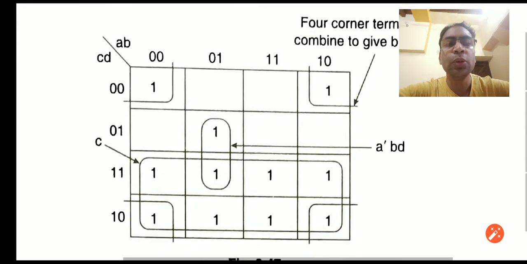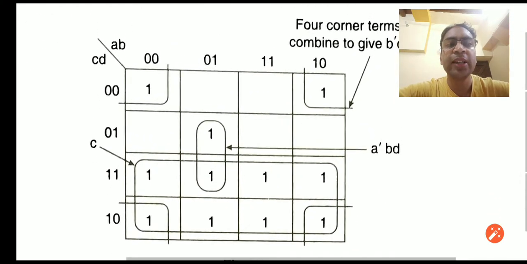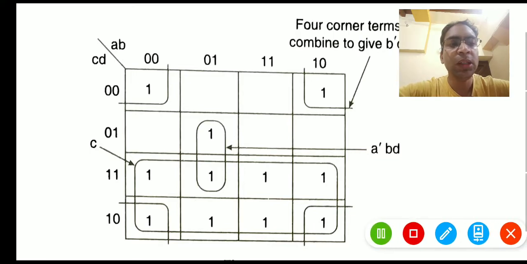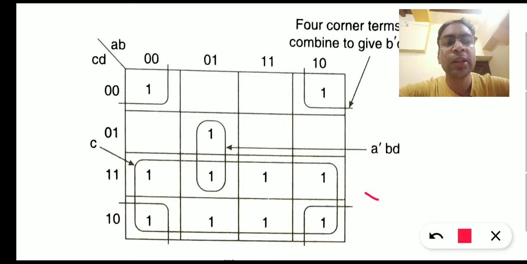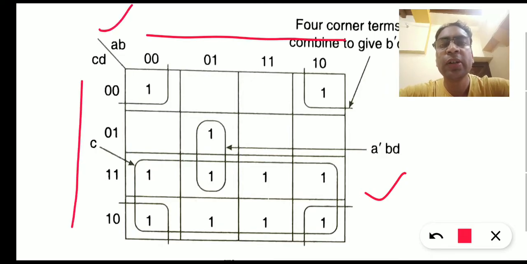We'll go step by step. First we'll create the K-map. Creating the K-map means forming this square and mentioning the variables and their values. So we'll form this K-map. After that we'll specify ones in all squares for which the terms are available in the expression.